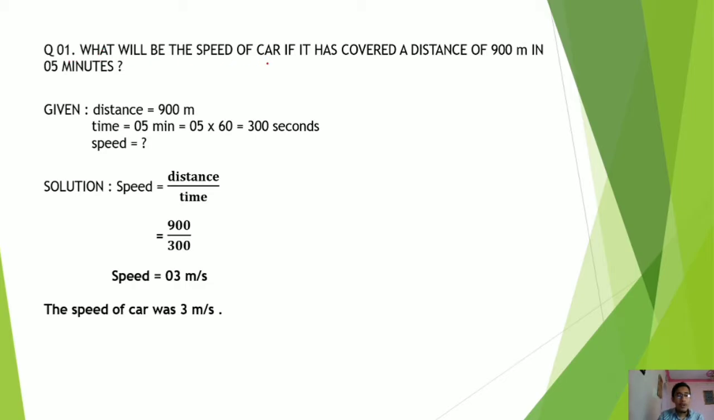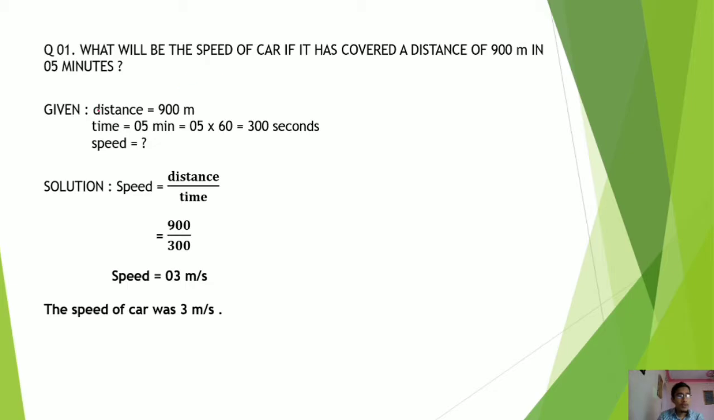Question 1. What will be the speed of a car if it has covered a distance of 900 meter in 5 minutes? Now, what is the question? There is one car which has covered a distance of 900 meter in 5 minutes. So what is given in this question? We have been provided with the distance and the time, and we have to find the speed of that car.